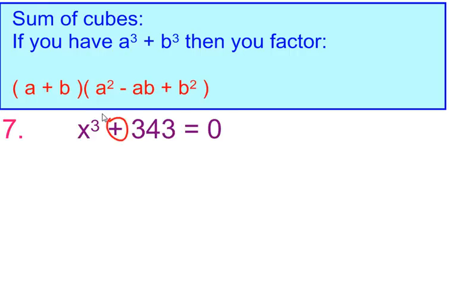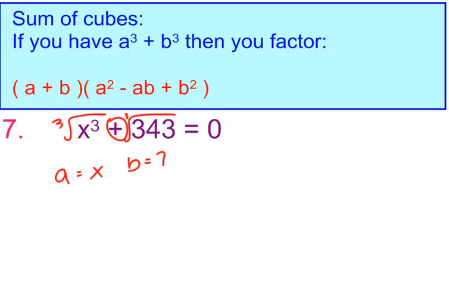And my a and b are always the cubed root of each term. So I would take the cubed root of x cubed, which is x. So my a value is x. And then I take the cubed root of 343, which is 7. So my b value is 7.